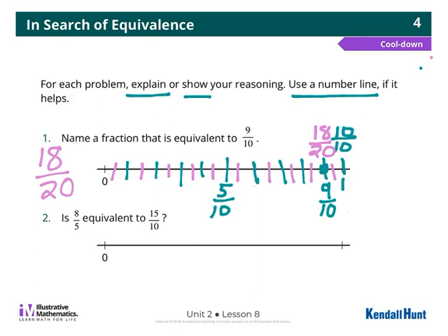A much faster way would have just been to multiply your numerator and your denominator by 2. But if we're using a number line, that's what I would have done.